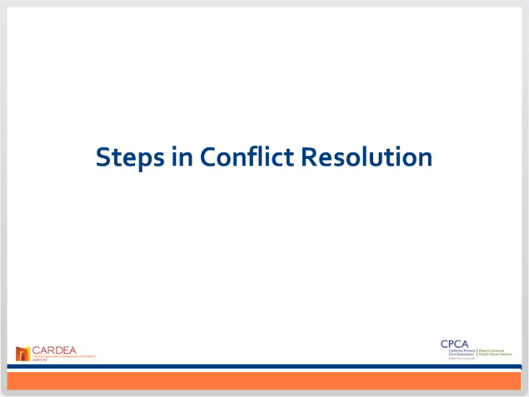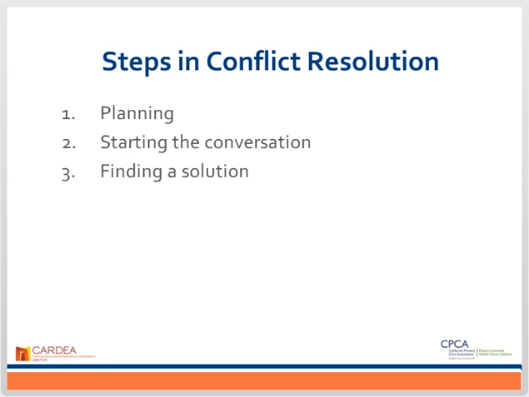So now that we've discussed the causes of conflict, methods for dealing with conflict, and how to create a conflict management action plan, let's outline steps in conflict resolution. There are 3 primary steps in conflict resolution: planning, starting the conversation, and finding a solution.